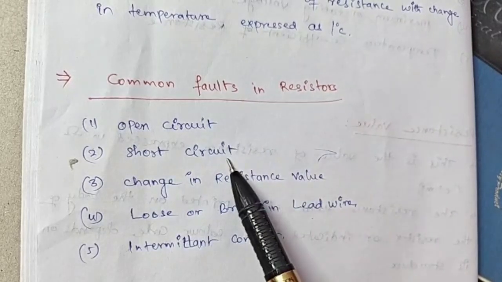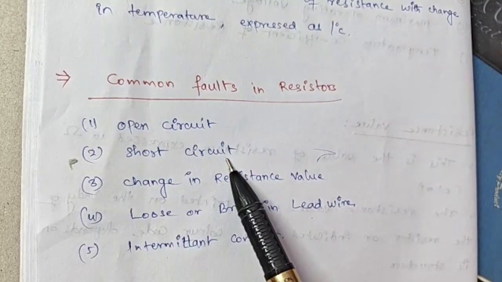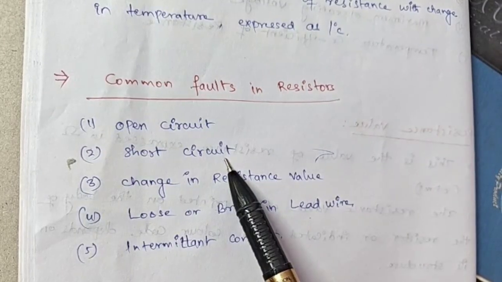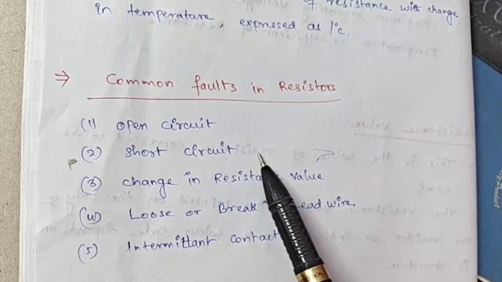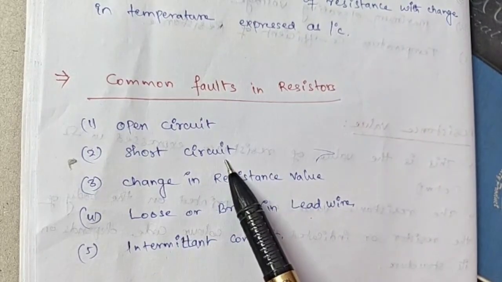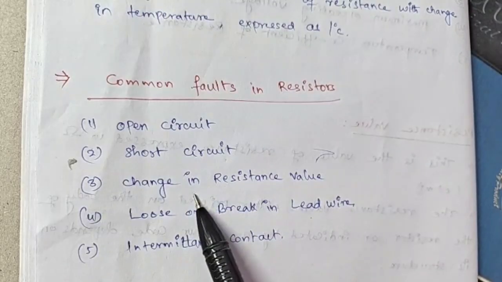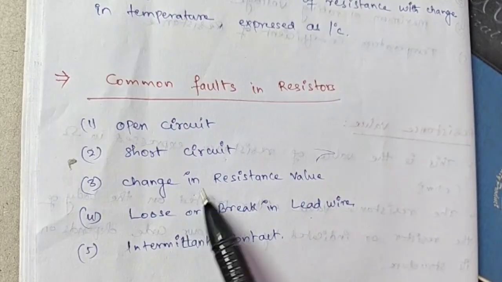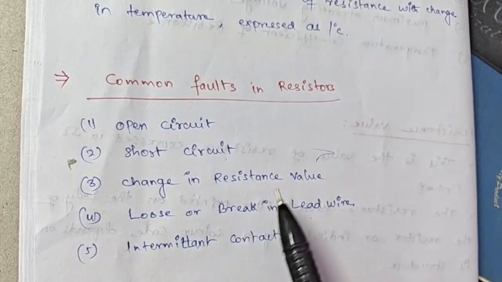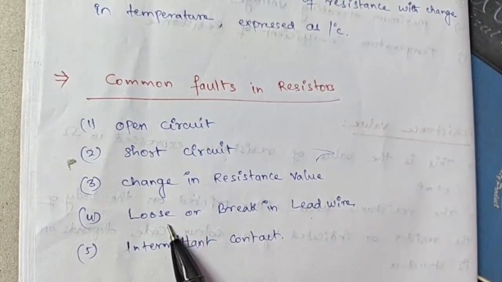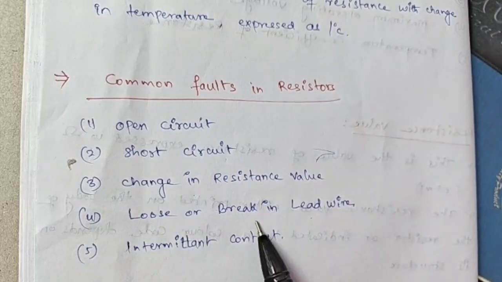The second fault: there may be a chance of short circuit inside the material. Whenever a short circuit occurs, heavy current will flow through the resistor, and whenever high current flows through it, it burns, right? The third one is a change in resistance value. There will definitely be changes in resistance value. And the fourth fault is a loose or broken lead wire.